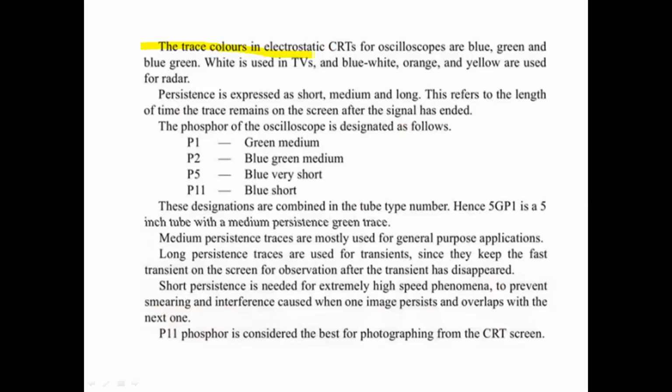The trace colors in electrostatic CRTs for oscilloscopes, మనకి గ్రీనే తెలుసు. ఇంకా ఏ కలర్స్ ఉన్నాయి? బ్లూ, గ్రీన్ అండ్ బ్లూ గ్రీన్. White is used in TVs and blue, white, orange and yellow are used for radars. Okay, so next, persistence is expressed as short, medium and long.